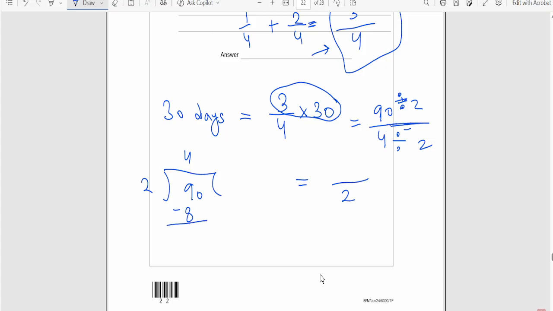Then you subtract them, 9 minus 8, 1. Then you pull this 0 down. 2 times 5 is 10. And 10 minus 10 is 0. So the 45 is your answer. So the answer is 45 over 2. Okay.